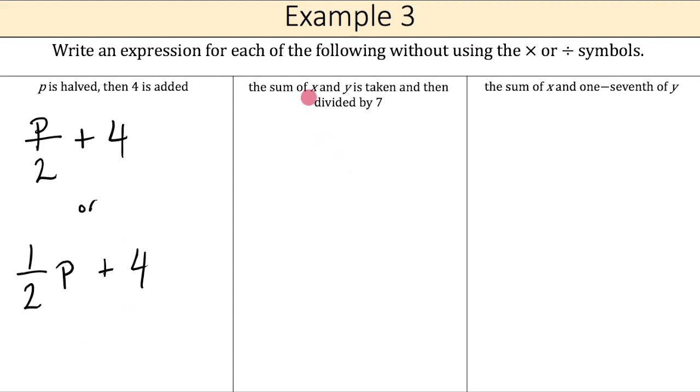Next, we have the sum of x and y is taken and then divided by 7. So I have x plus y, and then I'm going to divide that by 7. Now remember that I need to first take the sum of x and y and then divide by 7. According to my order of operations, BIDMAS, division comes before addition. So if I want to do this sum first, I'm going to have to put brackets around them. So that would be your correct answer. The sum of x and y then divided by 7.